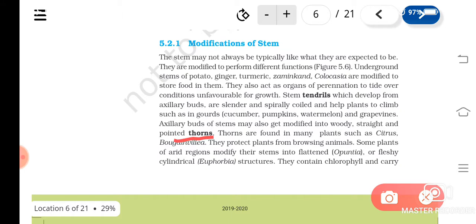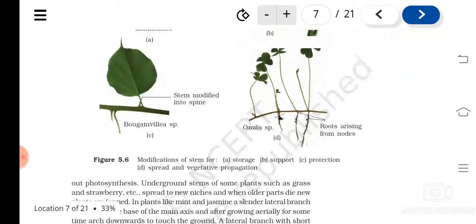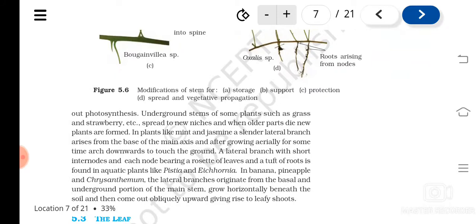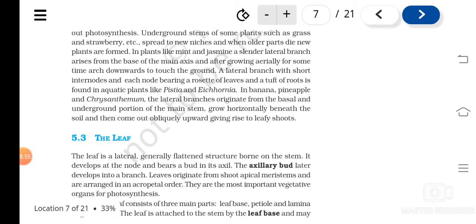So then some other plants. Have you seen opuntia, our cactus plant? Their stem is modified to do what? Photosynthesis, isn't it? They contain chlorophyll, and they can do photosynthesis. Understood? So they are known as phylloclade. So for photosynthesis also, some of the stems are modified. So stems can modify for storage, support, isn't it? For protection, for photosynthesis, and also for reproduction. Okay, in banana, pineapple, etc.